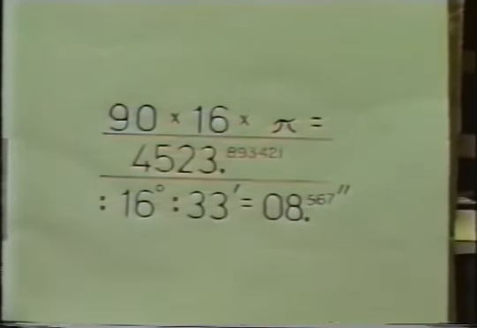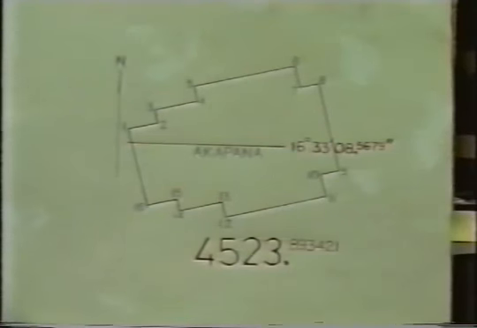Well, it's not as if we don't know what to expect. 16 degrees, 33 minutes, 08.567 seconds south of the equator. Even the pre-Inca knew where the equator was.